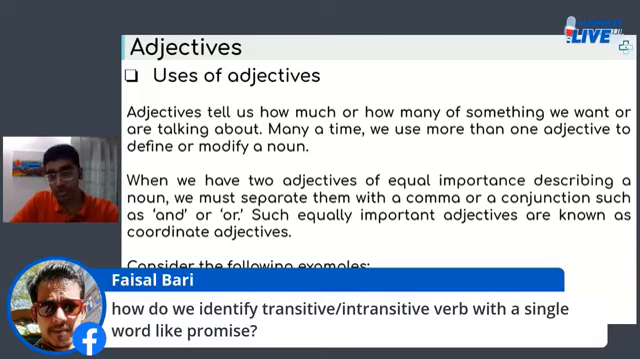But on the other hand, promise can also function as a noun. For example, you could say that you made me a promise, meaning you gave me a promise. So in this case, promise is not a verb, but a noun. I hope your query is answered.